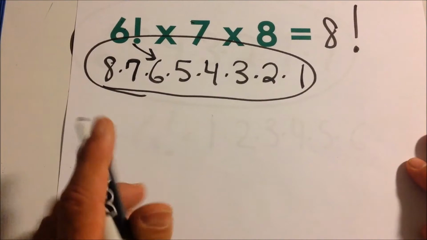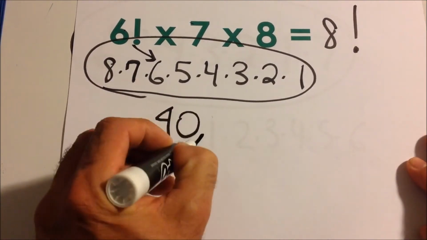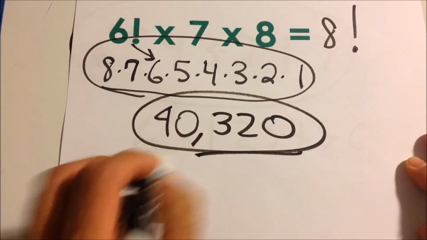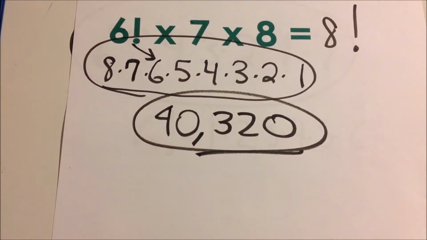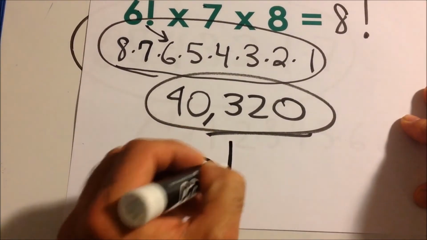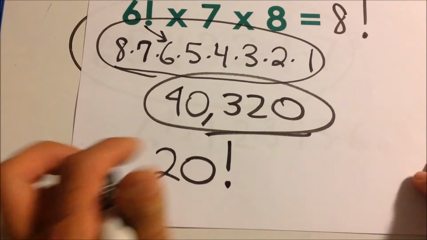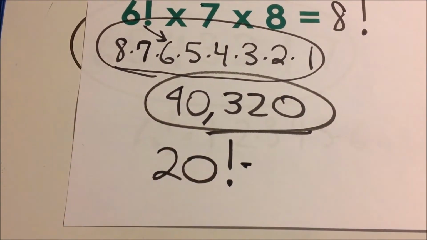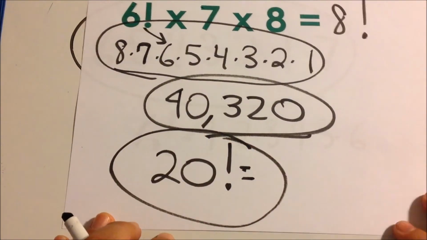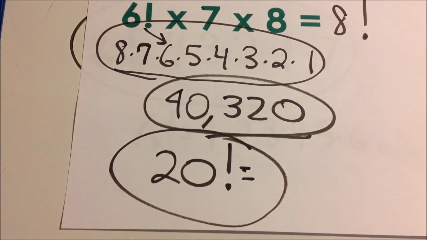Okay, and then the numbers are starting to get big. So this would be over 40,000, roughly like that. So with factorials, the numbers can get extremely big. For example, if you had like 20 factorial, I wouldn't ask you to do that in class, and that number is almost a quintillion. So this is an enormous number right there, 20 factorial.